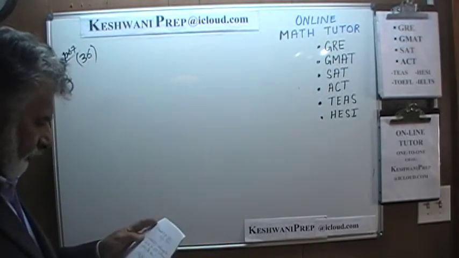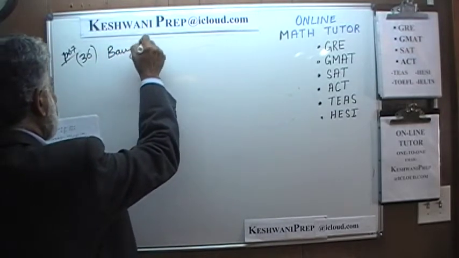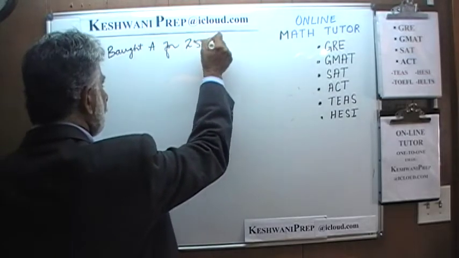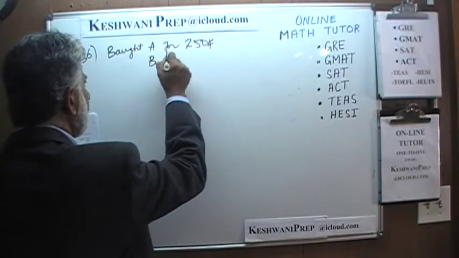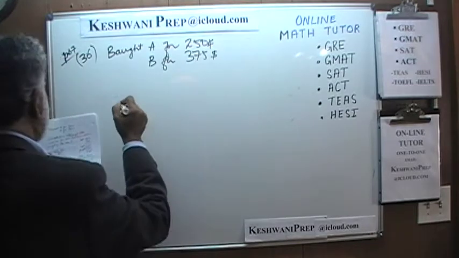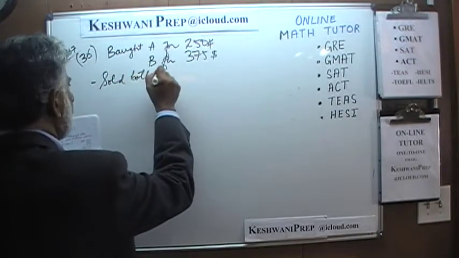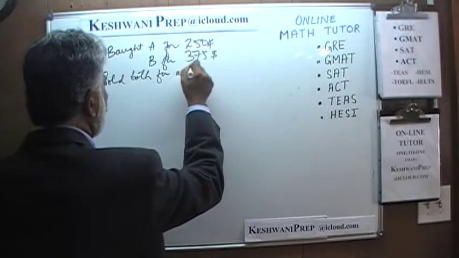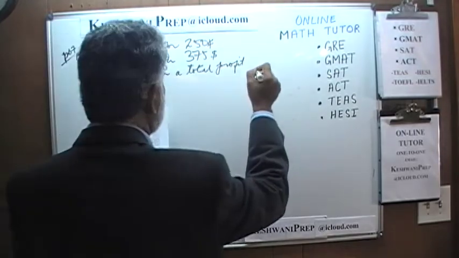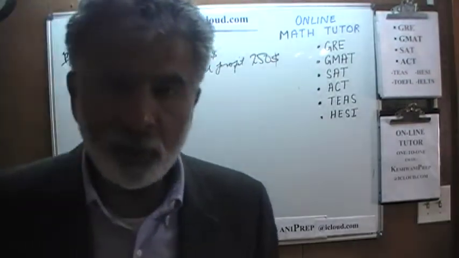Number 36 says that we bought A for $250. We bought B for $375. We sold both for a total profit of $250.